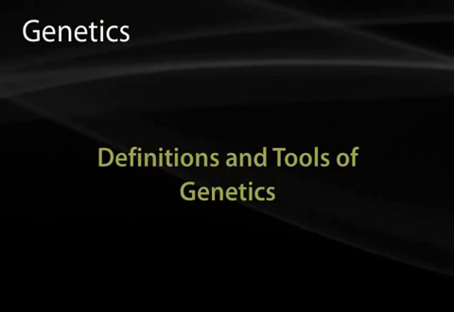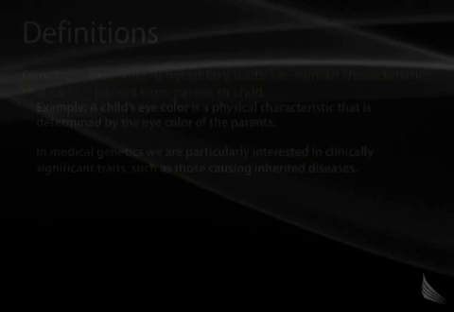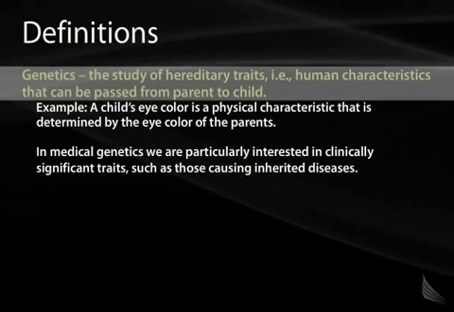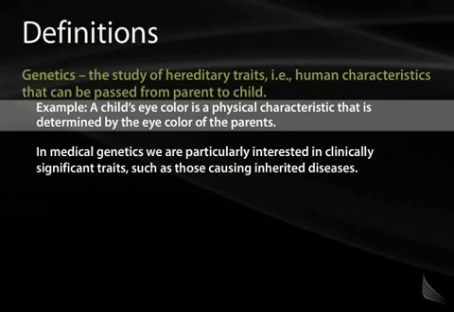Let's begin talking about a few definitions and tools of genetics. So genetics is the study of hereditary traits, or in other words, human characteristics that can be passed from parent to child. An example of this could be a child's eye color. It's a physical characteristic that is determined by the eye color of the parents.